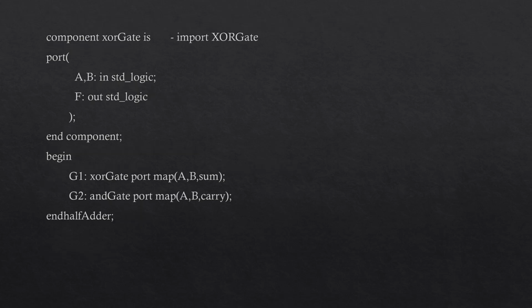Next we also include another component. So our component here is an XOR gate. So here we include the A and B as our input and F as our output. So we use the end component syntax to finish that. So finally we are mapping those two components using this syntax. G1 colon XOR gate port map, where A comma B are input and sum is the output. And similarly we are once again mapping G2 colon AND gate port map, where A and B are our inputs and carry is our output. And finally we end the code with end half adder syntax.